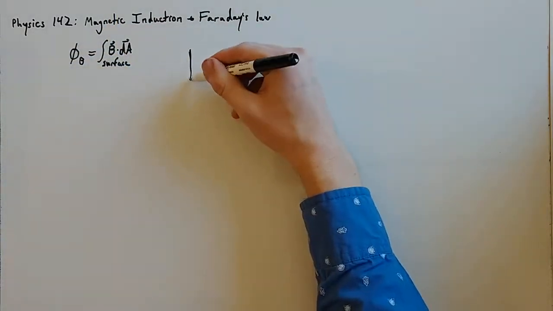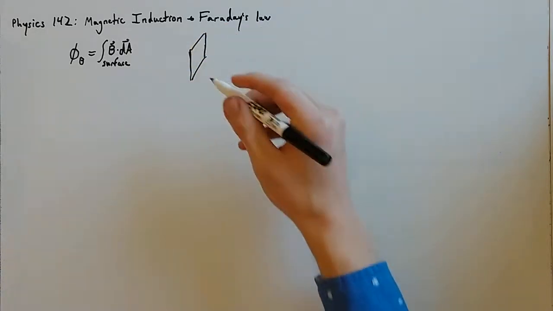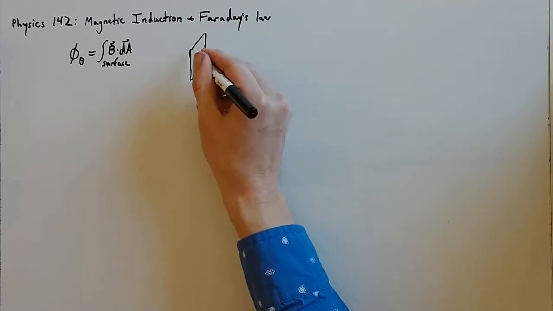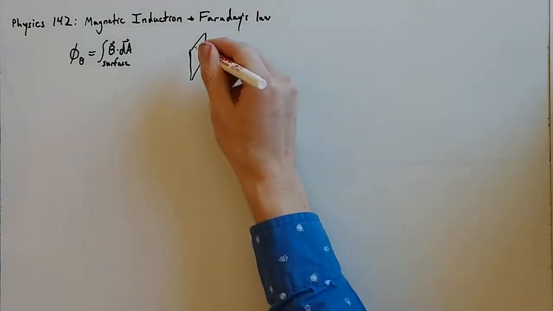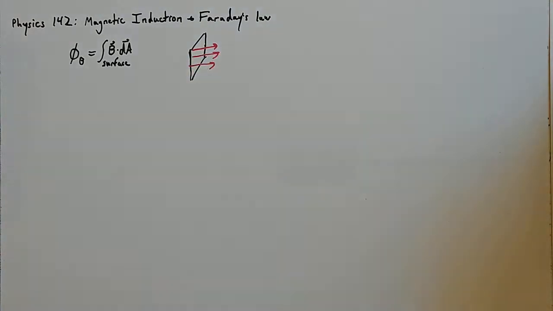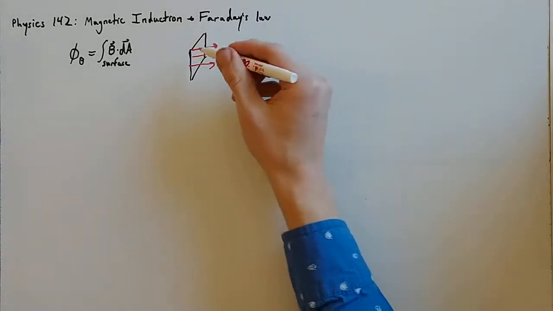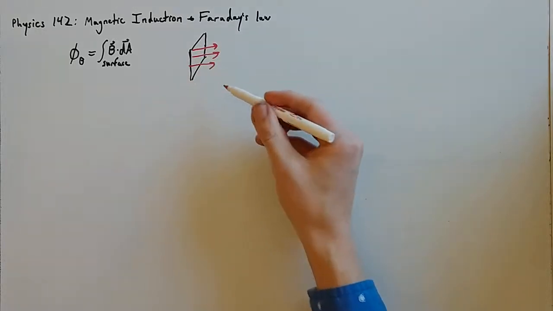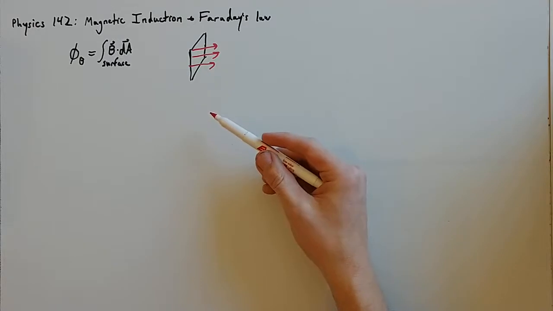Well, if you imagine some surface, or I usually like to think of it as some window, and we think about some magnetic field lines passing through that surface. I'll do those in a different color. We'll do red for magnetic field lines. Then if I knew the area of this surface and the amount of magnetic field passing through it, that would give me how much flux is passing through the surface.